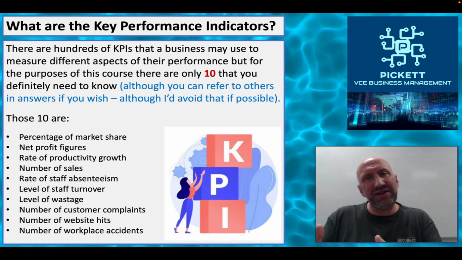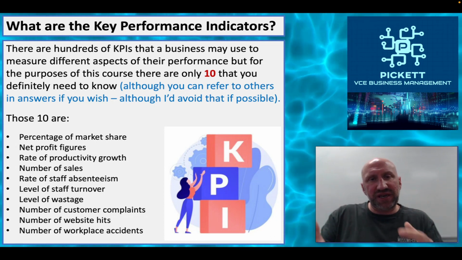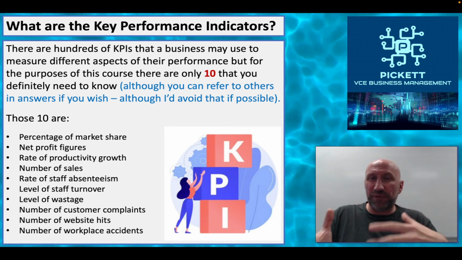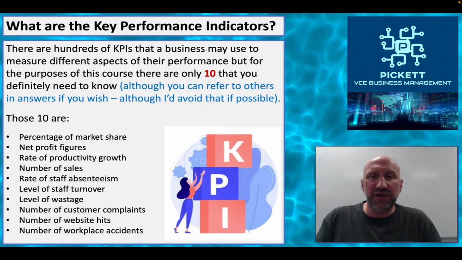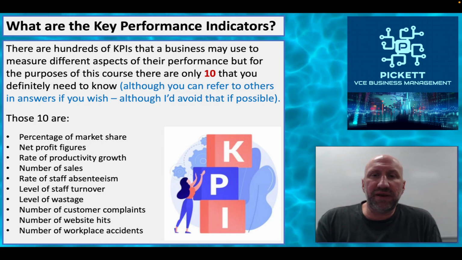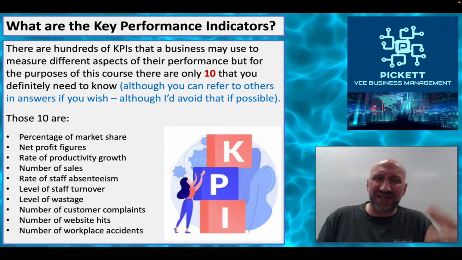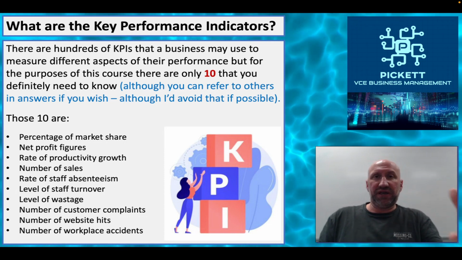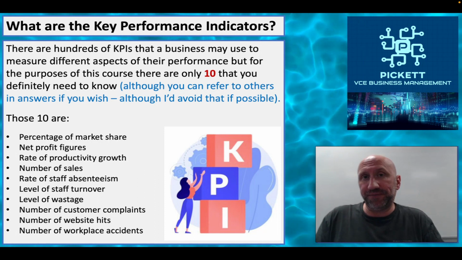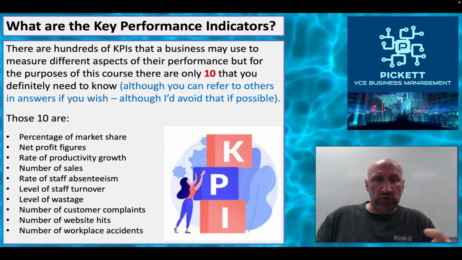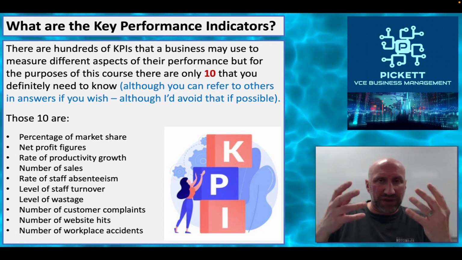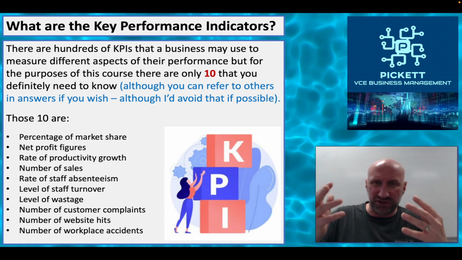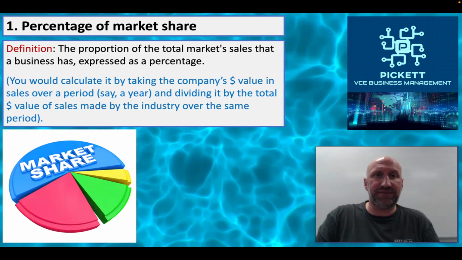Now, you can refer to other KPIs in answers if you like, if you're aware of other KPIs and they seem to apply in the case you're given, but it's a dangerous way to play it. I'd avoid that if possible. You really want to stick to these 10, okay? These are the 10 that the study design can specifically ask you about. And from these 10, it would be possible to answer any question that they throw at you. So really, I would stick to the 10, okay?